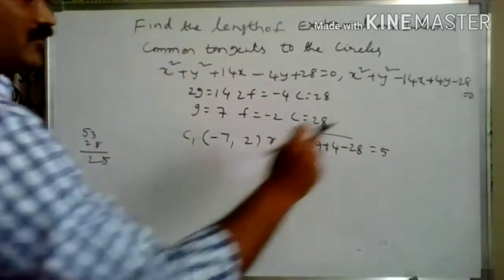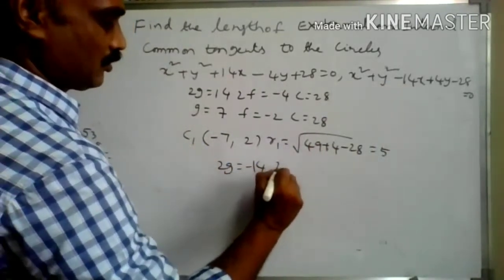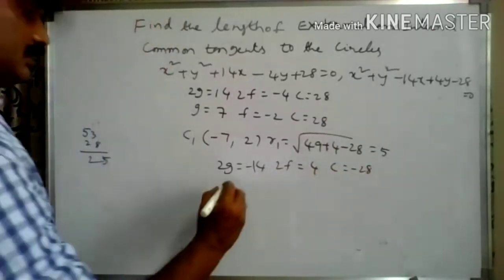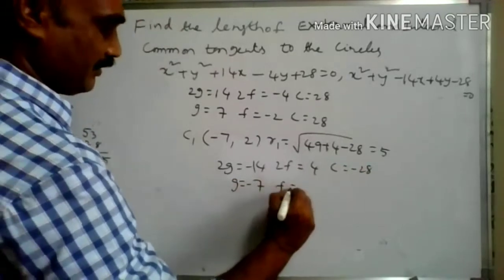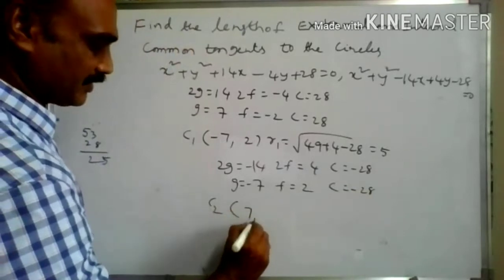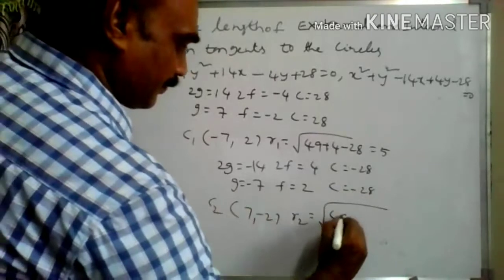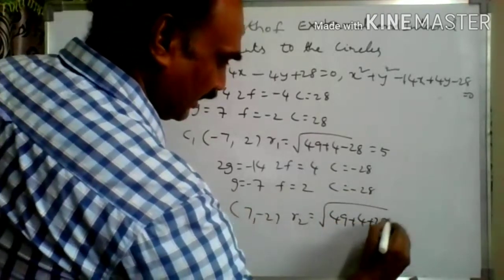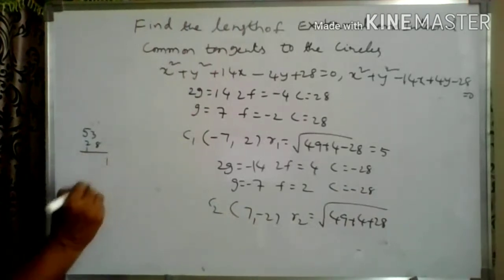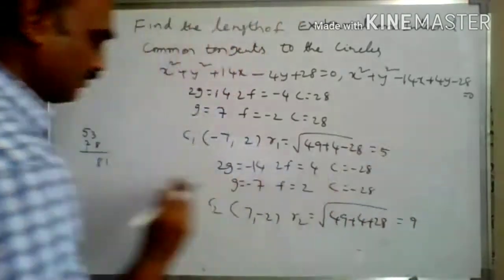Next, C2. Students, in the second circle 2G is equal to minus 14, 2F is equal to 4, C value minus 28. G is equal to minus 7, F is equal to 2, C value minus 28. C2 is minus G comma minus F, that is 7 comma minus 2. R2 is equal to root of G square 49 plus F square 4 minus C, that is plus 28. So 49 plus 4 is 53, plus 28 is 81. Root 81 is equal to 9.